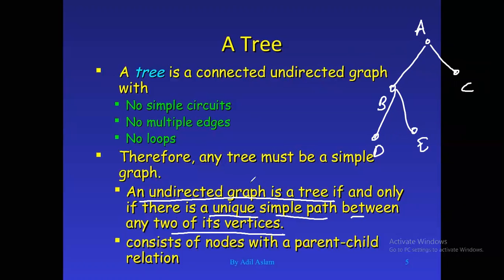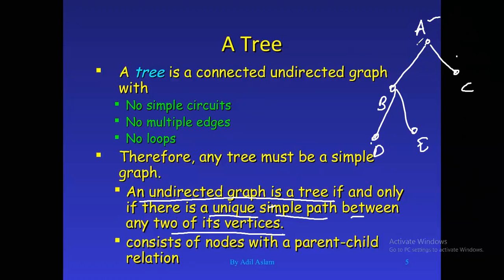So now, what is the definition? An undirected graph is a tree if and only if there is a unique simple path. For example, I'm taking A, D. Is there a path from A to D? Yes, A to B, B to D. There is a path between the pair of vertices A and D. So now, what is meant by unique path? To go from A to D, is there any other path?